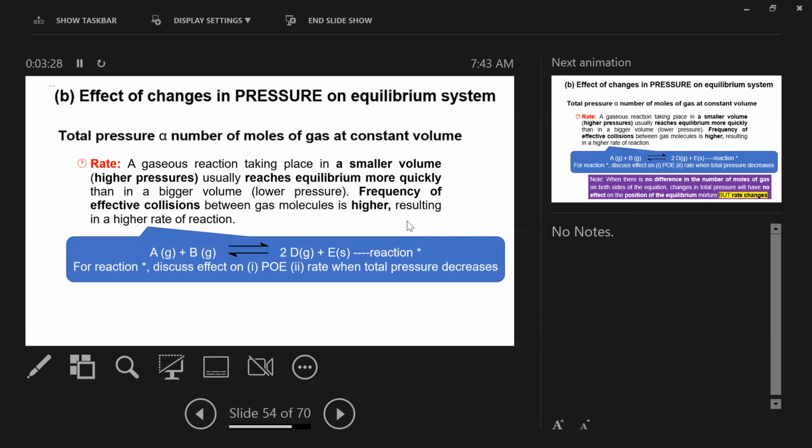Okay, so Johnny, what do you think? Will the rate be affected? We know that POE will not be affected, but will rate be affected? Why? There's a change in volume.